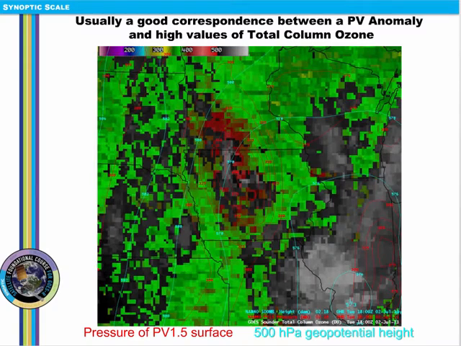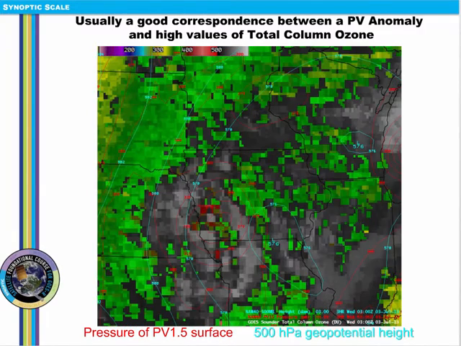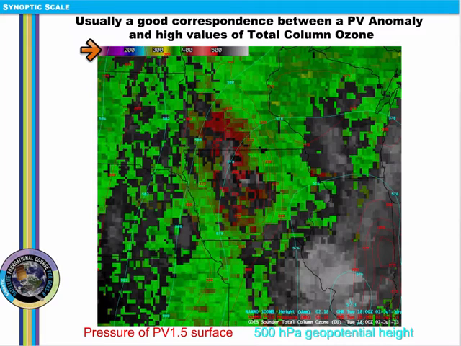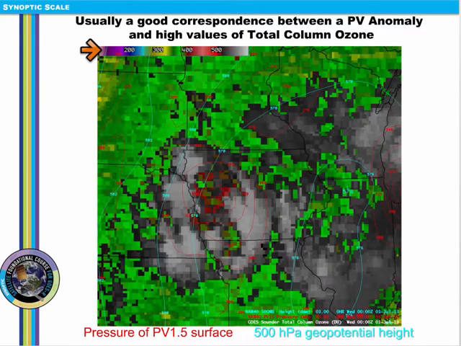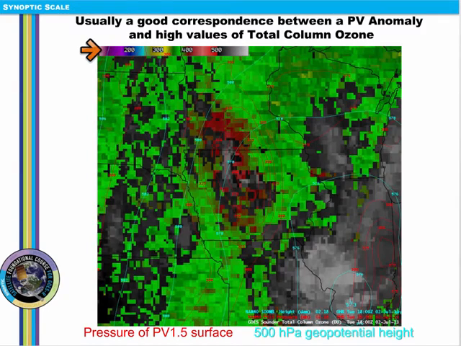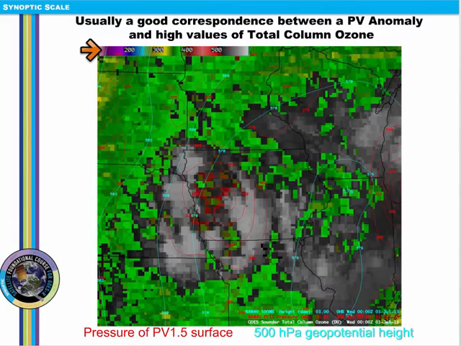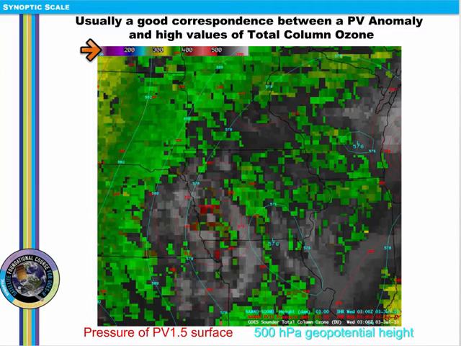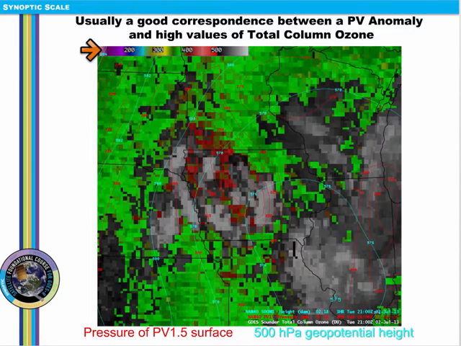The 9.7 micron ozone band on the GOES 8 through 15 sounder instrument allows for a total column ozone product to be created. And because ozone has higher concentrations in the stratosphere, there is usually a good correlation between a potential vorticity anomaly and high values of total column ozone. Total column ozone is not a baseline product on GOES-R, although ABI does include an ozone band channel at 9.6 microns.